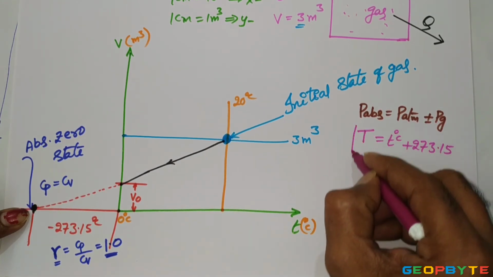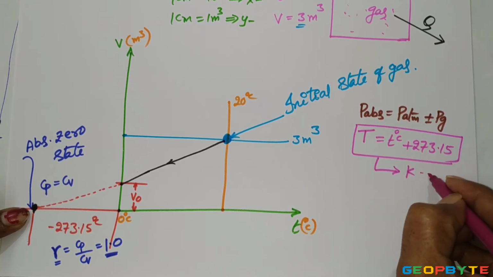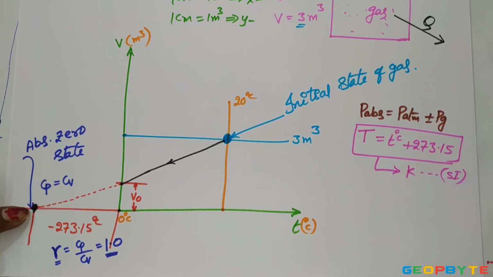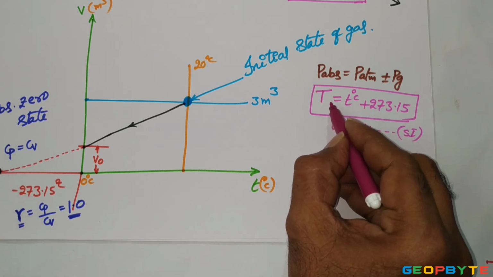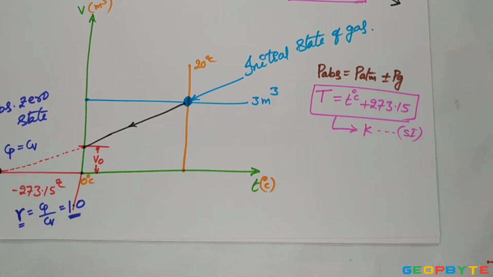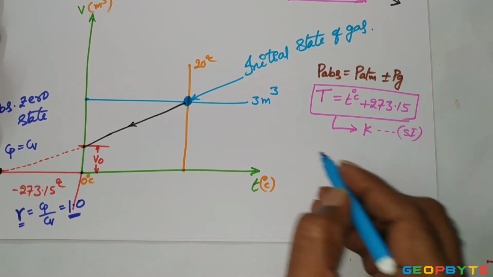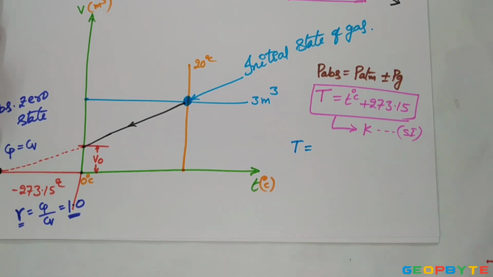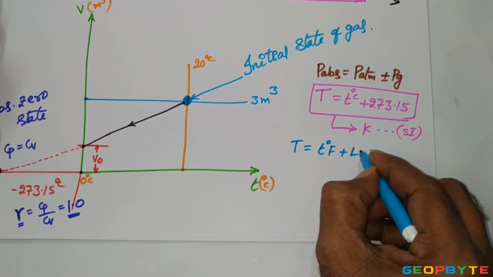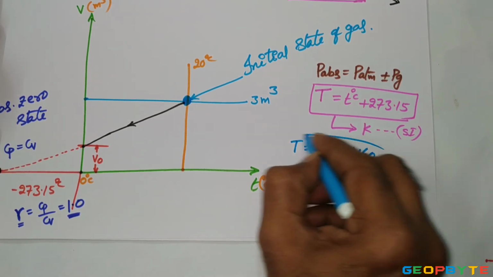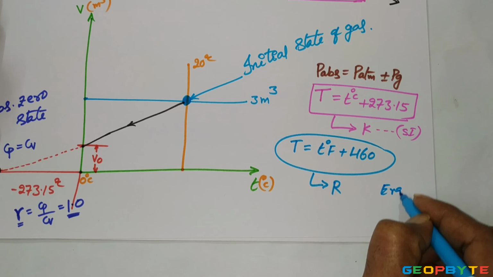The resultant unit is Kelvin in SI system. The absolute temperature is denoted by capital T, and that absolute temperature capital T equal to thermometer reading in degree centigrade plus 273.15. The resultant unit is Kelvin in SI system. Similarly, absolute temperature equal to thermometer reading in degree Fahrenheit plus 460. The resultant unit is Rankine in British system or English system.